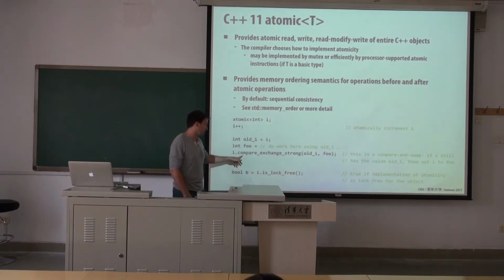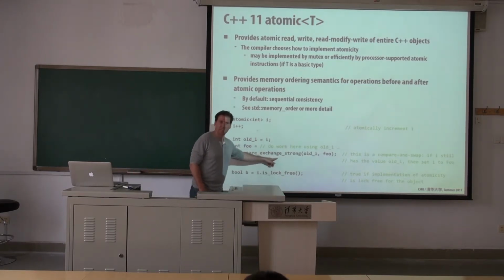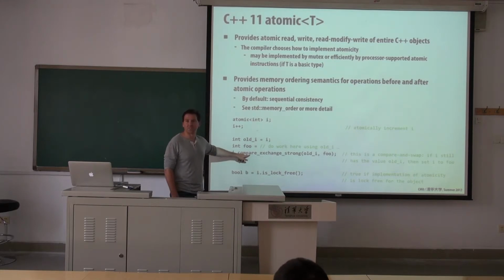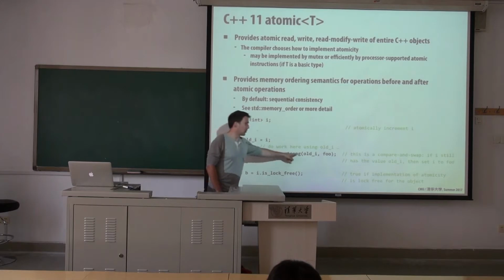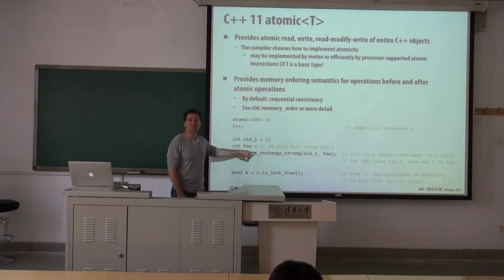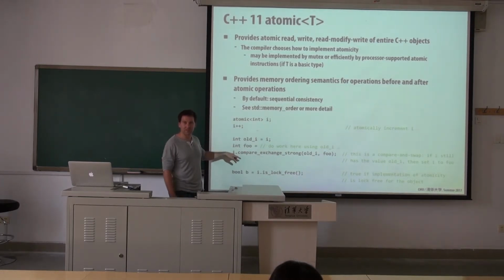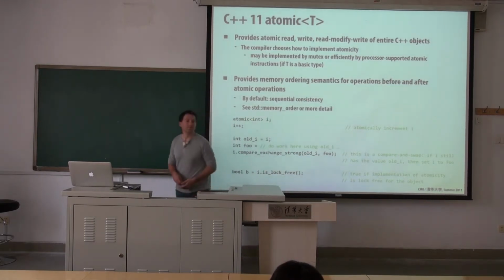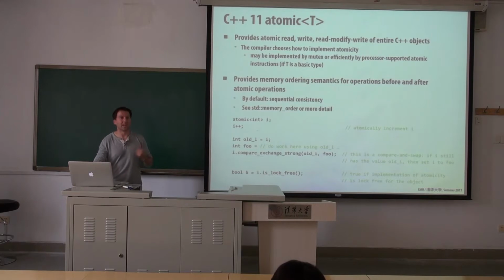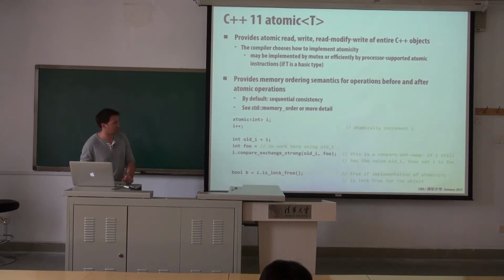In C++, compare_exchange_strong is very much like compare and swap. It says compare the value of i to old i using the equals operator, whatever the equals operator for this object is, and if they're equal, replace the object with foo. So C++11 has a lot of useful things in it to deal with atomic behavior on objects.